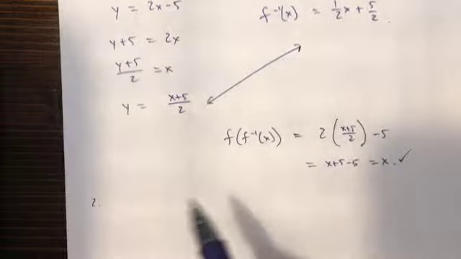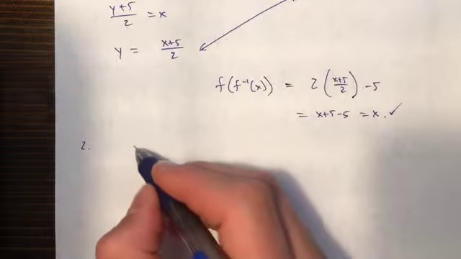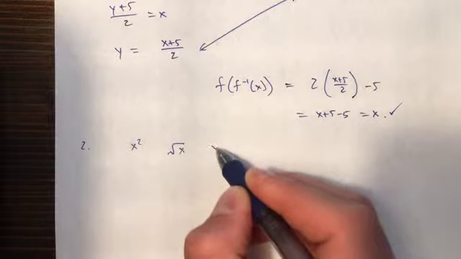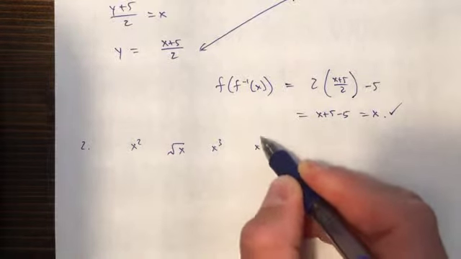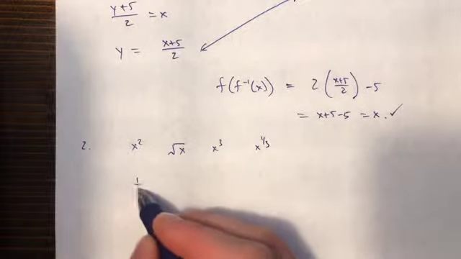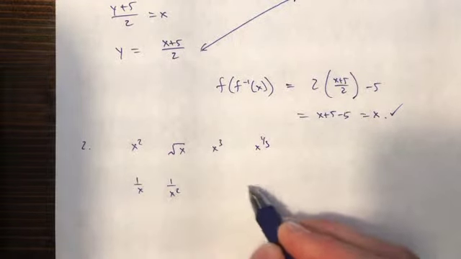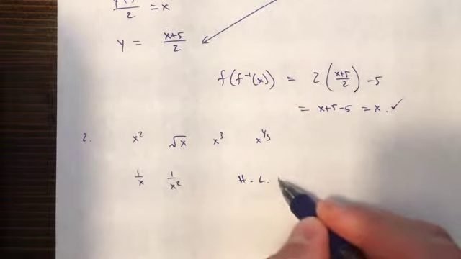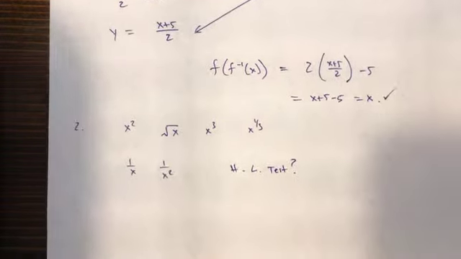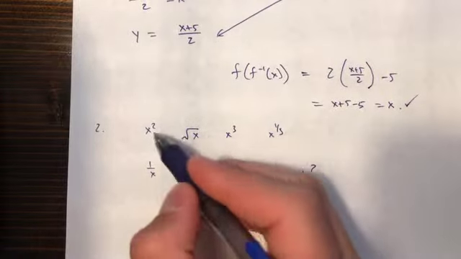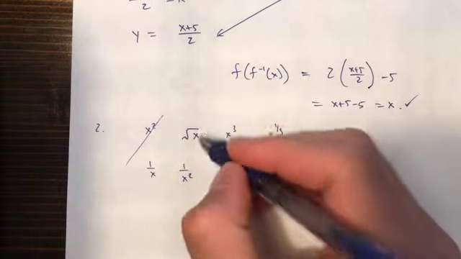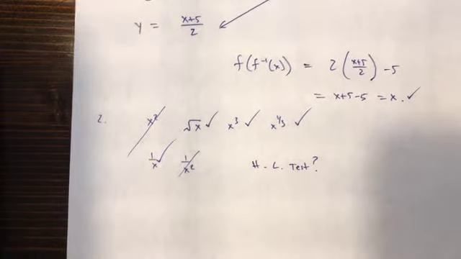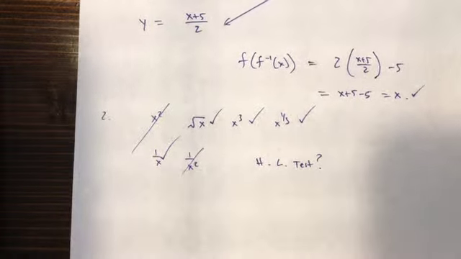Number 2 asks me to determine whether x squared, square root x, x cubed, x to the 1/3, 1 over x squared, do these have inverse functions? So do they pass the horizontal line test? Because if they do, their inverse is a function. Does not pass, passes, passes, passes, passes, does not pass. So the check marks have inverse functions.